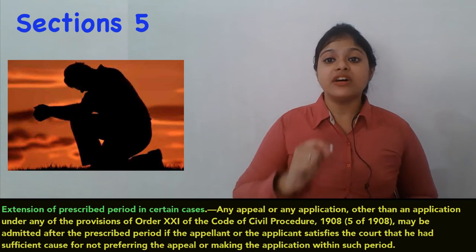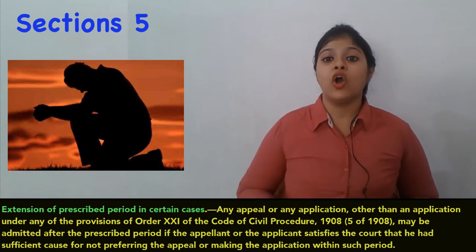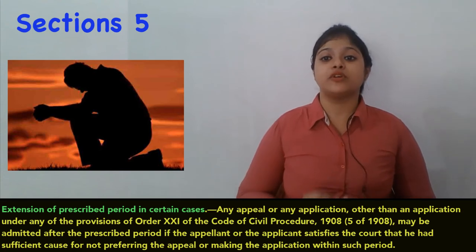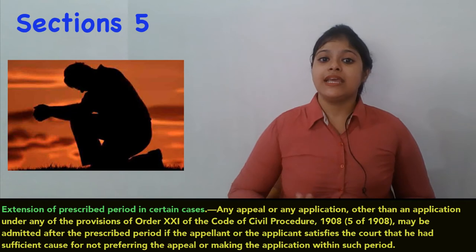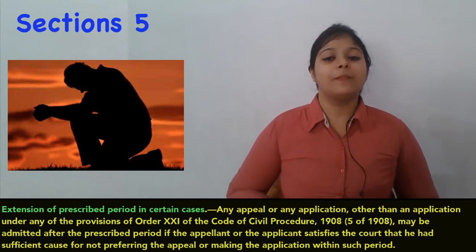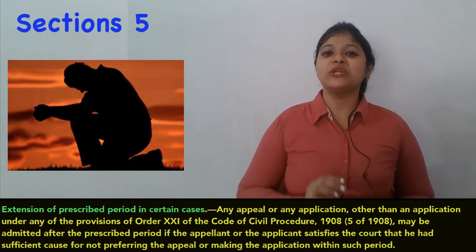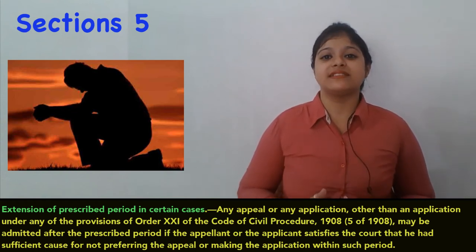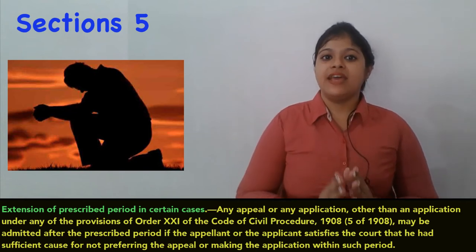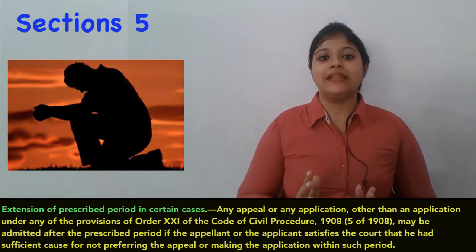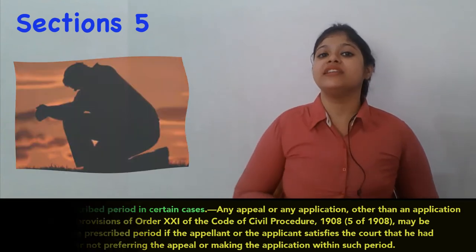This section further mentions that if an application is made under Order 21 of the Code of Civil Procedure and it shows a sufficient cause, then it will also be admitted. Sufficient cause means that there should be an adequate reason or reasonable ground for the court to believe that the applicant or the appellant was prevented from proceeding with the application in the court.